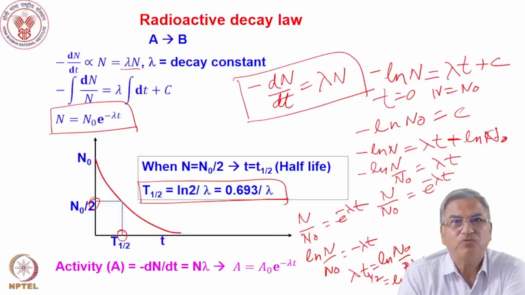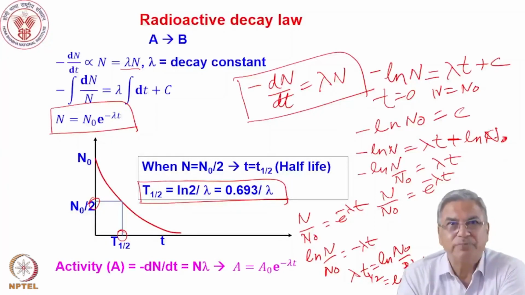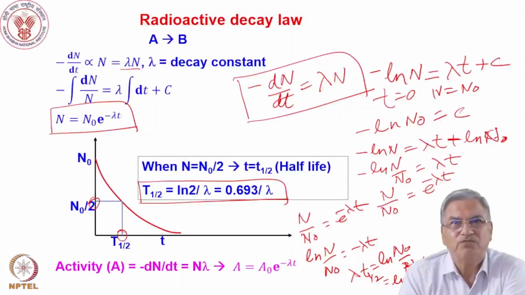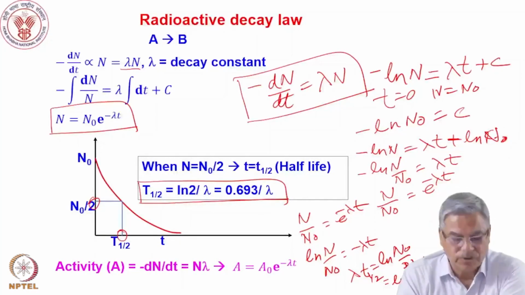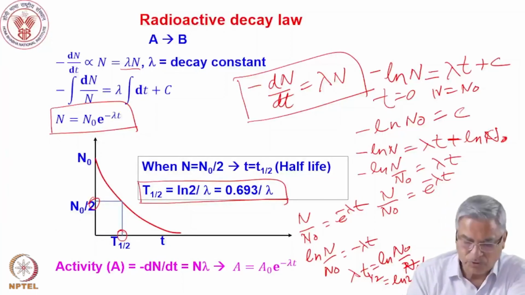So if you find out the half-life graphically from this exponential decay, you can find out the lambda. Or later on I will show you that if you find the lambda, then you can find out t half from another type of plot, which I have shown here.